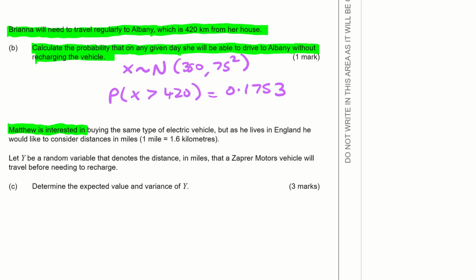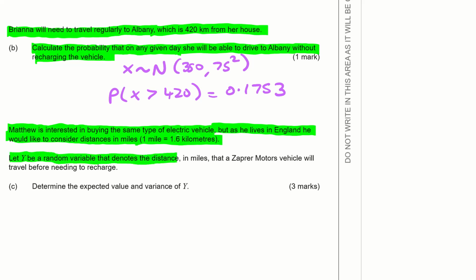Matthew is interested in buying the same type of electric vehicle, but as he lives in England, he would like to consider distances in miles. 1 mile is 1.6 kilometers. Let y be the random variable that denotes the distance in miles that a Zapra Motors vehicle will travel before needing to recharge. Determine the expected value and variance of y.